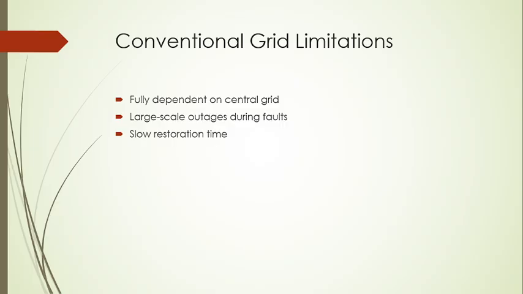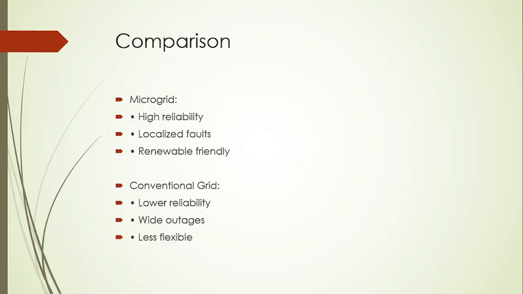Conventional grid limitations: it is fully dependent on the central grid, there is large-scale outage during faults, and restoration time is slow. So compared to the conventional grid, the microgrid is highly reliable, with localized faults, and is renewable friendly. While the conventional grid is less reliable, with wide outages, and is less flexible.